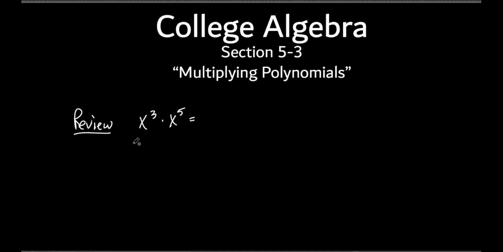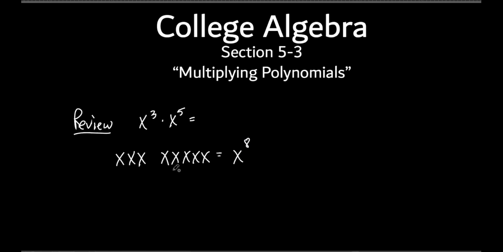All right, so let's take a look at this. If I said x cubed times x to the 5th, this is not x cubed to the 5th power. This is a multiplication of x cubed times x to the 5th. What x cubed means is x times x times x. What's x to the 5th? It's 5 x's. So if I'm multiplying these together, how many x's do I have here? I have 8 of them, so I've got x to the 8th.